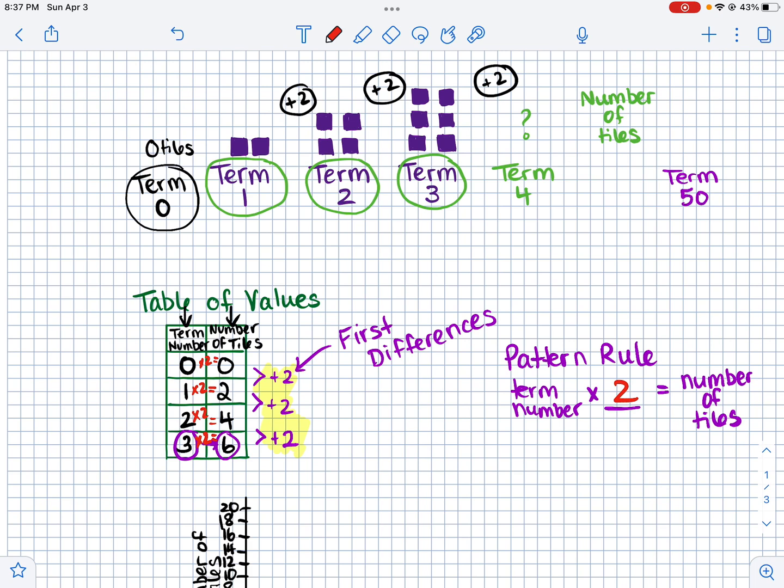So if I want to know how many tiles there are in term 50, I just multiply term 50 by 2. So I know there's going to be 100 tiles. So our pattern rule is kind of helpful. It's like the equation that describes the pattern.